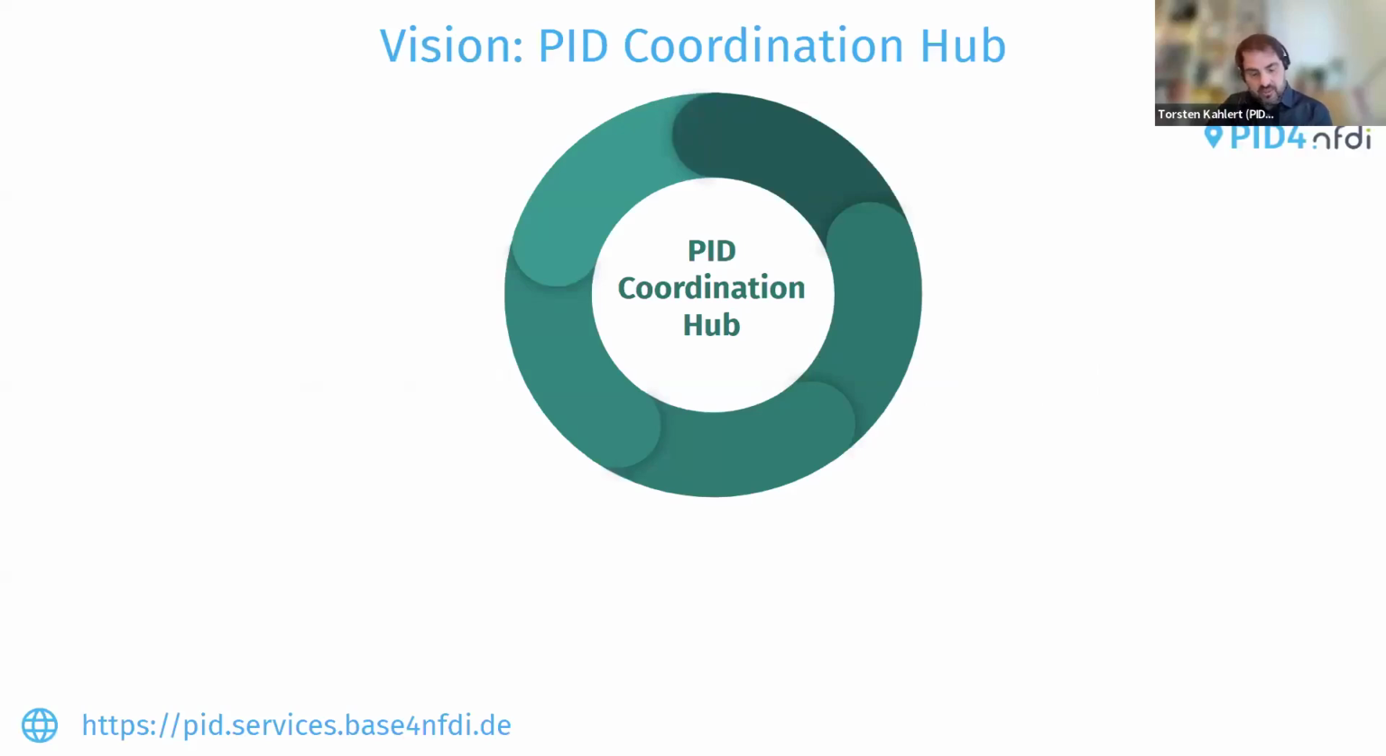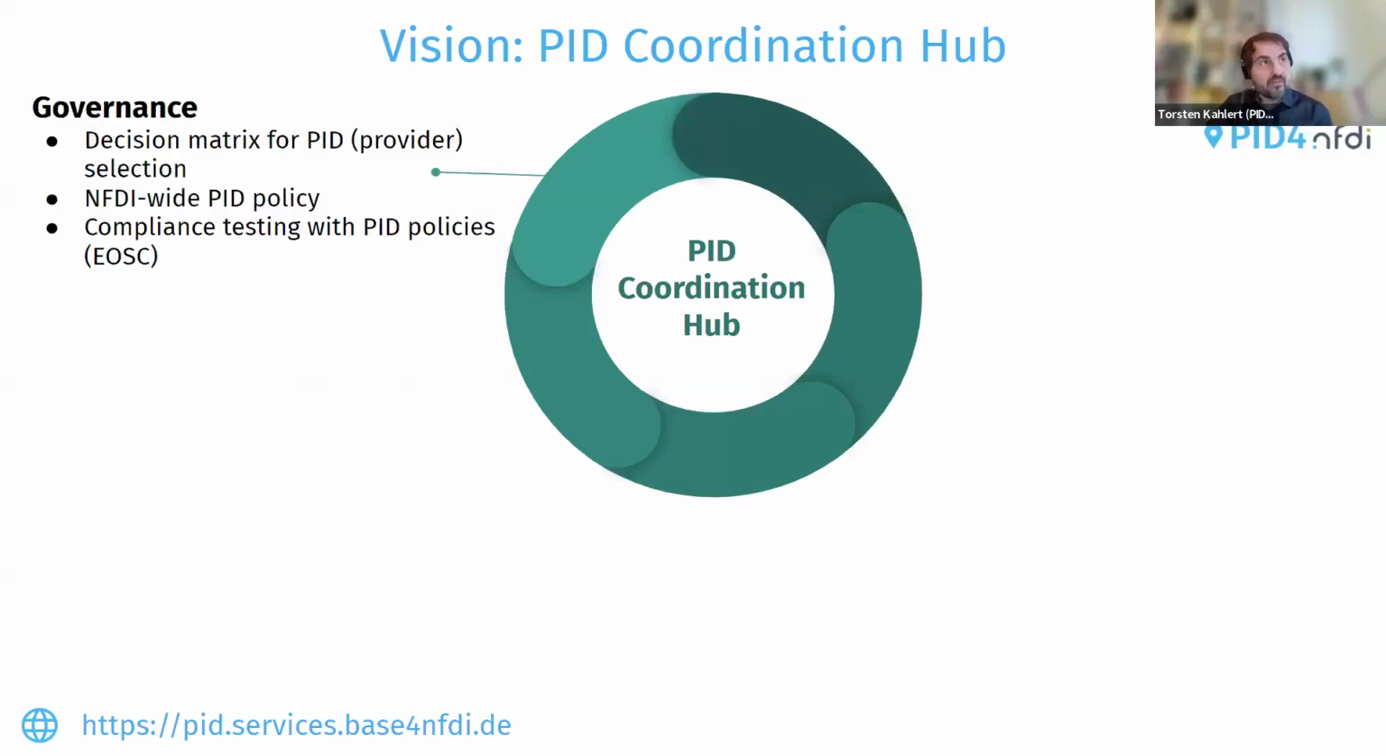the whole research lifecycle. To give you some examples, in terms of governance, we will provide a decision matrix that contains transparent information on membership models, on conditions and costs of PIDs that will ease PID provider selection. And as mentioned already, we will work on NFDI-wide PID guidelines that support the creation of a PID policy. We do that in exchange with the NFDI consortia and in collaboration with the PID network. And in connection with this, we will also integrate a compliance testing tool for PID policies, also to prepare for better integration with the European Open Science Cloud.